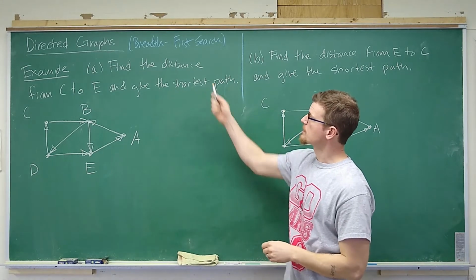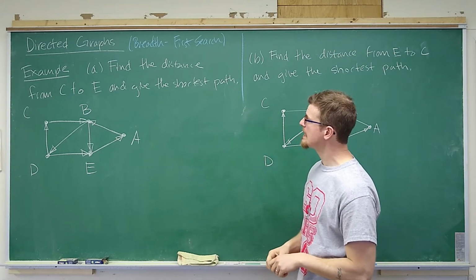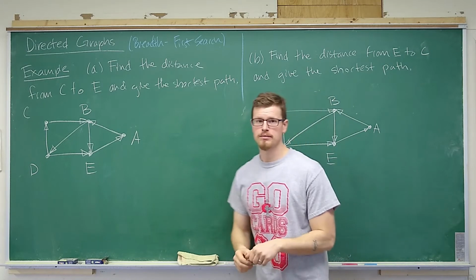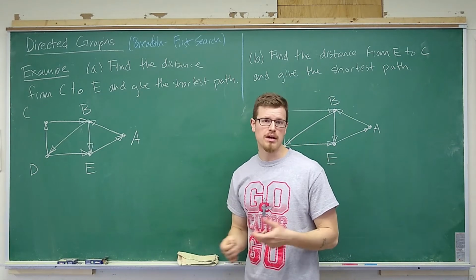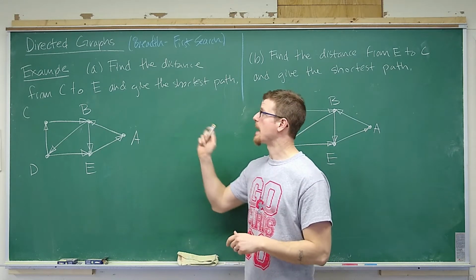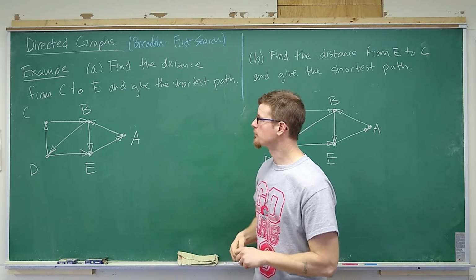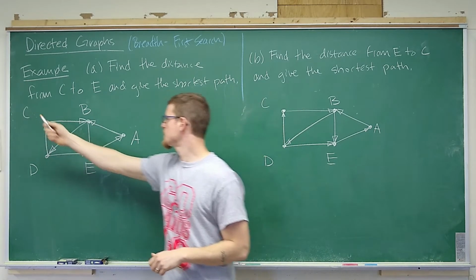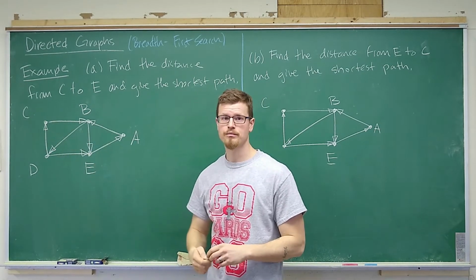So for part A, we want to find the distance from C to E and give the shortest path. Of course, this example on its own might be sufficient, but I'm really excited to include a second part where we travel back from E to C. So first, let's travel from C to E.